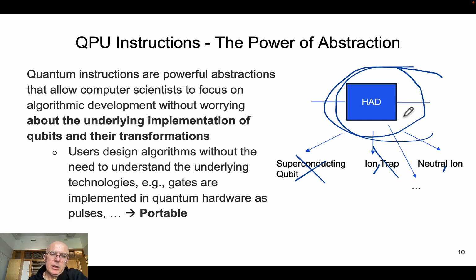So users can design algorithms without the need to understand the underlying technologies. For instance, the gates are implemented in quantum hardware as pulses, microwaves, lasers. And this allows us to have very portable implementations. The portability of a quantum circuit comes from the fact that we are relying on abstractions, that are the QPU instructions, the quantum gates.